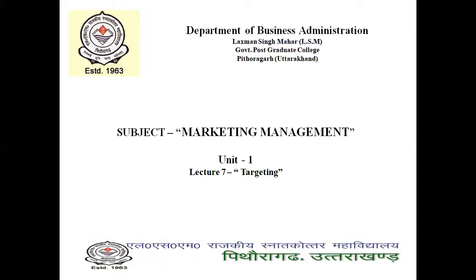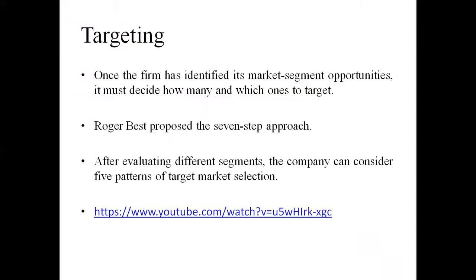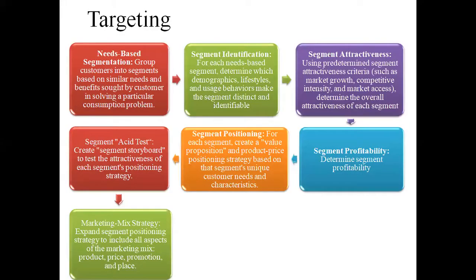So let's see the different ways of targeting and the definition of targeting. Once the firm has identified the market segments, the second step is to decide how many or which ones to target. For this, Roser Best has proposed a model. He gave a few steps to find our target market. So these are the 7 steps.